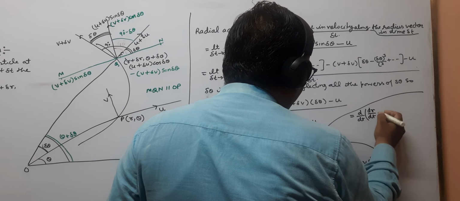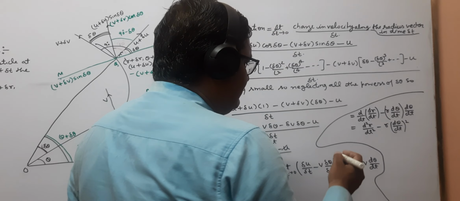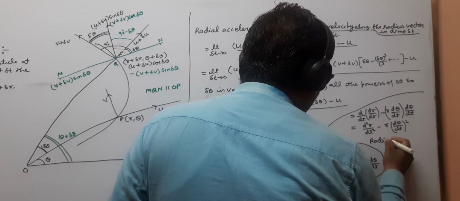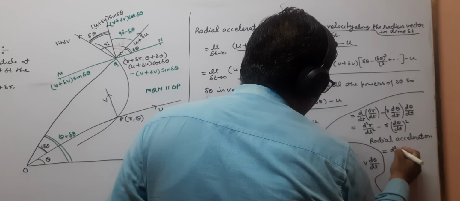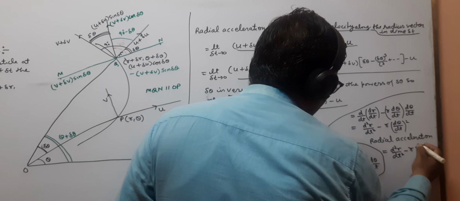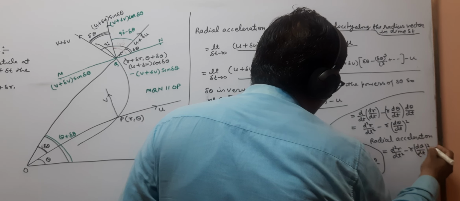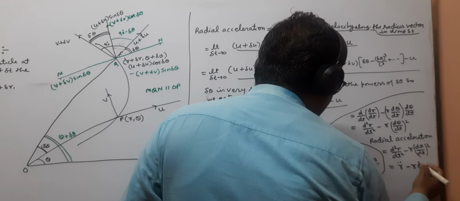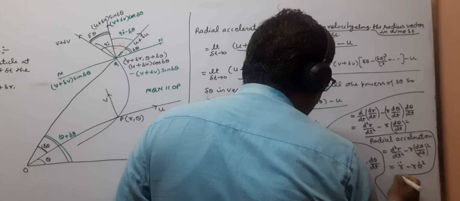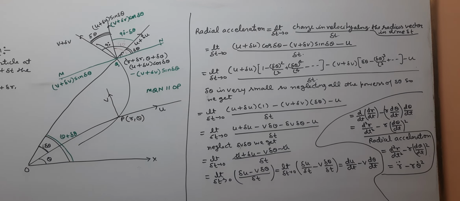So when we differentiate dr by dt with respect to the time, we get d2r by dt2 minus r, here d theta by dt multiplied by d theta by dt, so it becomes d theta by dt whole square. So we can see here the radial acceleration is equal to d2r by dt2 minus r d theta by dt whole square. This can be also written as r double dot minus r theta dot square. So this is the radial acceleration. Thank you.